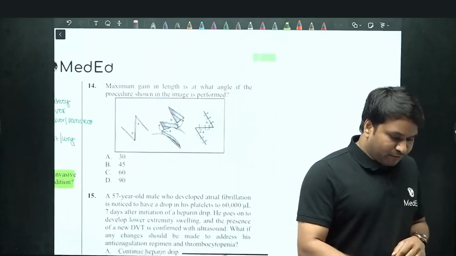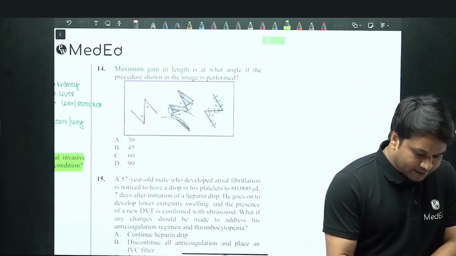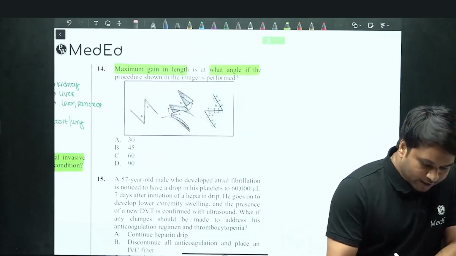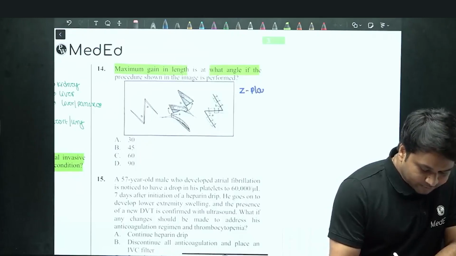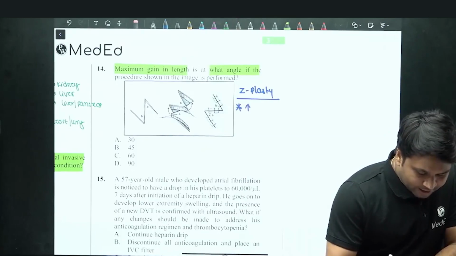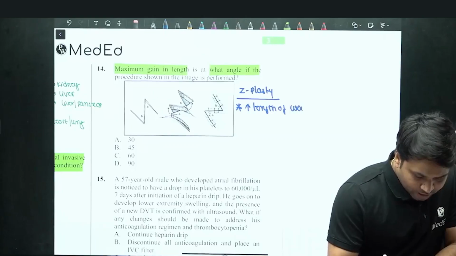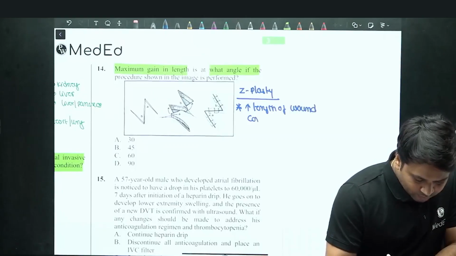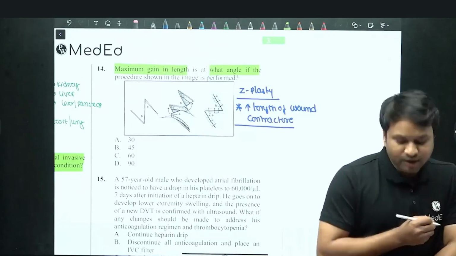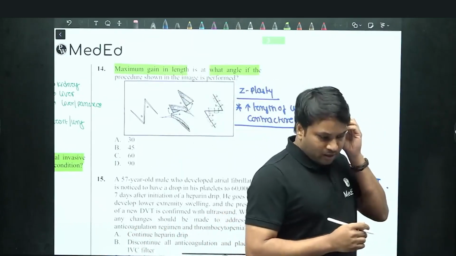Now, question number 14. The maximum gain in length is at what angle in the procedure shown? Now, this procedure is what we call Z plasty. Now, the Z plasty is done to increase the length of the wound contracture. It is to increase the length of the wound contracture, right?